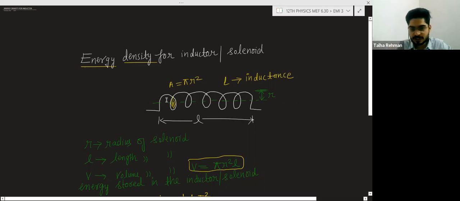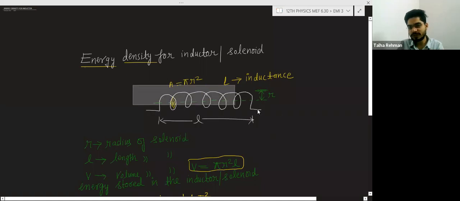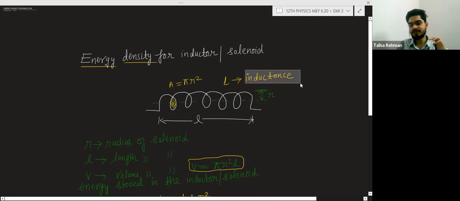Okay, so for an inductor, suppose this is the inductor having the length L, and the area of one turn, this is a circular turn of radius r. So basically this is the solenoid. An inductor is a type of solenoid. So this is a solenoid having radius r, length L. The area of this circular coil is pi r square, and L is the self inductance.